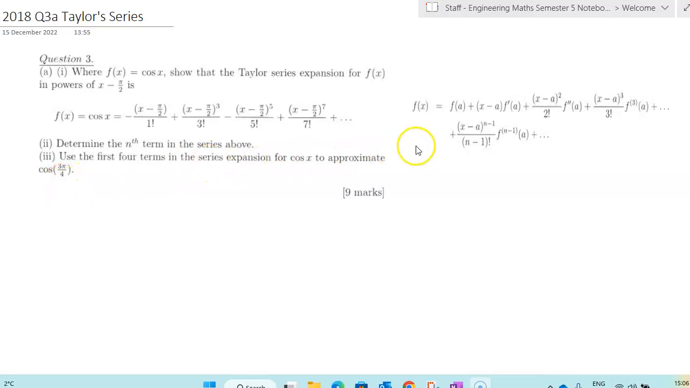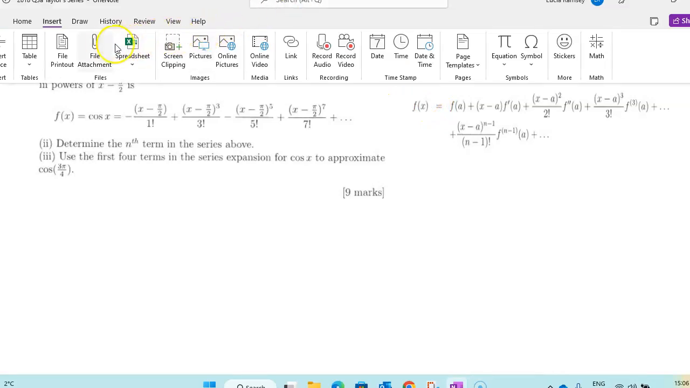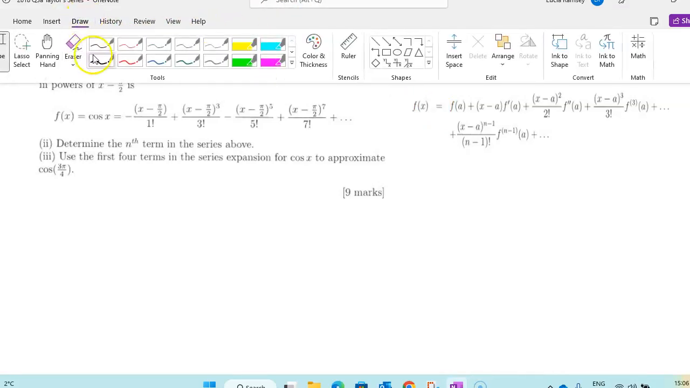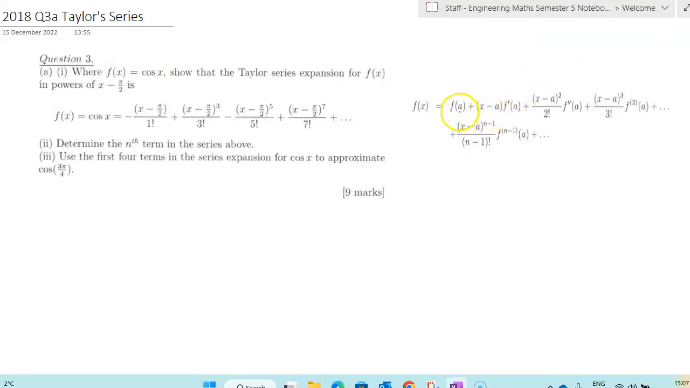Now, on the back of the exam paper, you are given the Taylor series expansion for f of x. It is f of x equals f of a plus x minus a times f dashed a. So if you look at this, x minus a here, and then we have to get our expansion about x minus pi over 2. These are the same, so that means that a must equal pi over 2. That's the first thing you need to identify, a.